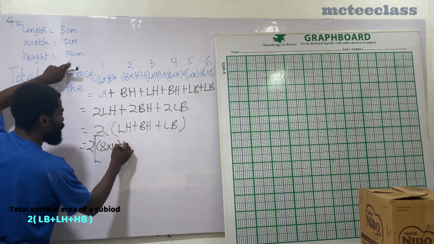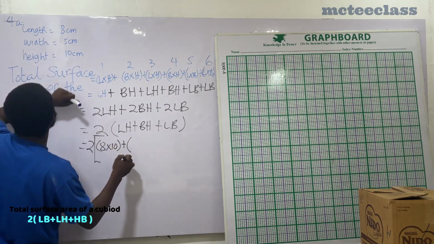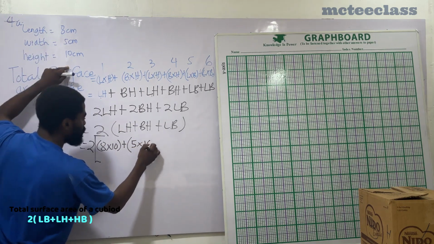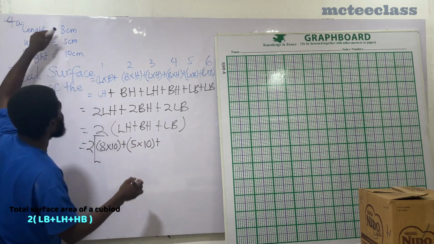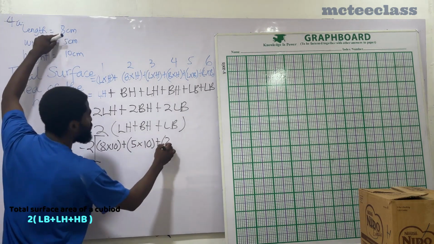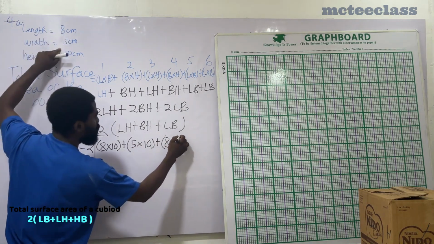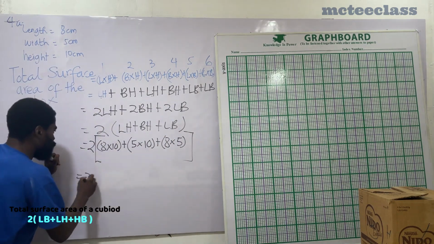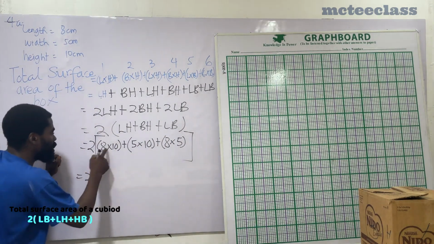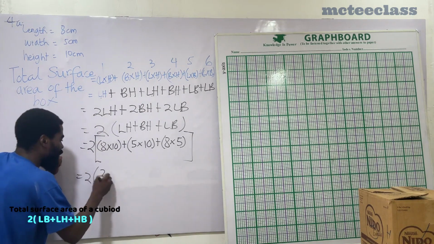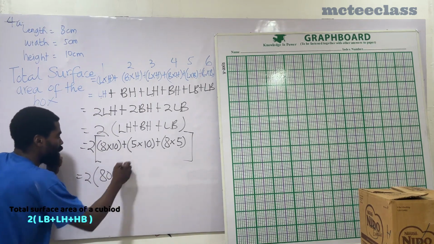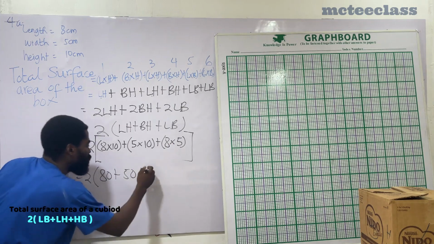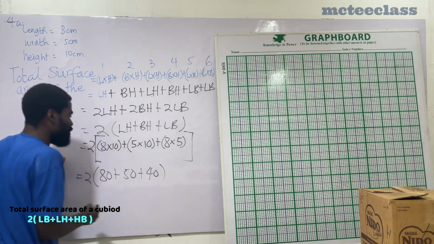So I have this. Then plus my breadth once again is 5 times the height, which is 10. Then plus, what's my length? My length is 8 times my width, which is 5. So I use the square brackets. Good. So this gives me 2, then into bracket, what is 8 by 10? 8 10 is 80, plus that's 50. Then plus 5, 8 is 40.